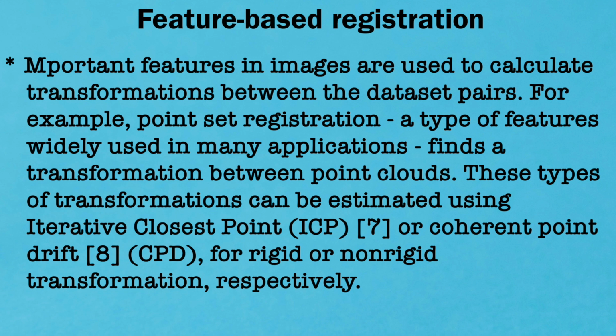pairs. For example, point set registration, a type of feature widely used in many applications, finds a transformation between point clouds. These types of transformation can be estimated using iterative closest point, that could be said as ICP, or coherent point drift, that could be said as CPD, for rigid and non-rigid transformation respectively.